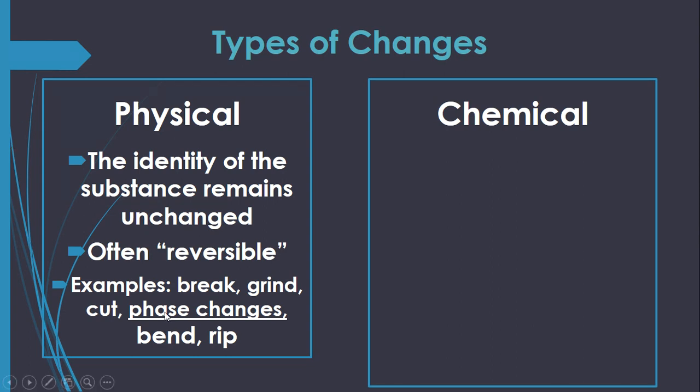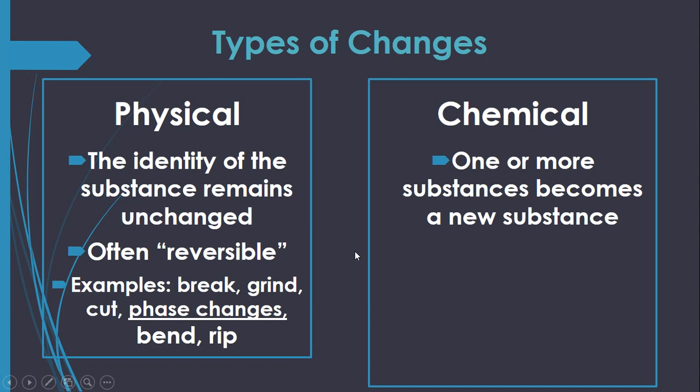Phase changes. Anytime you freeze something or boil something or melt something, that's all a phase change. That's not changing the substance. Bending something, ripping something, those are all things that aren't changing the physical identity of the substance.